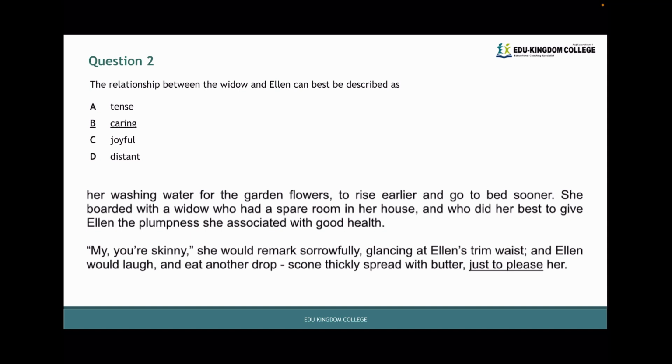I think C, joyful, is a little bit of a stretch, because if it's joyful, we're looking for something that's kind of exciting even, right? But in this extract, we're seeing a lot more of that caring nature, that giving, accepting, loving sense, rather than constantly being happy.